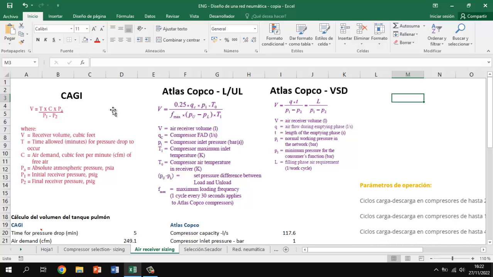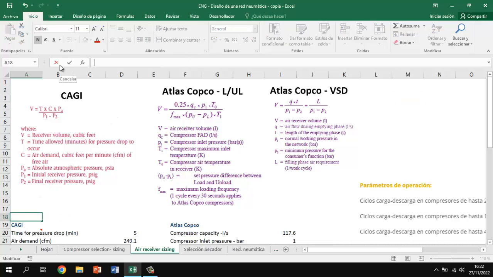With this information we are gonna calculate this air receiver. I'm so sorry, this is in Spanish. I also made these videos in Spanish, so if you wanna practice your Spanish you can do it.